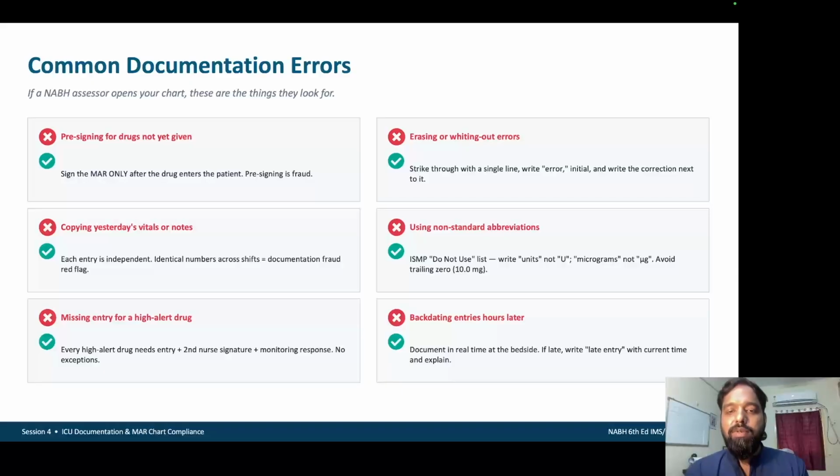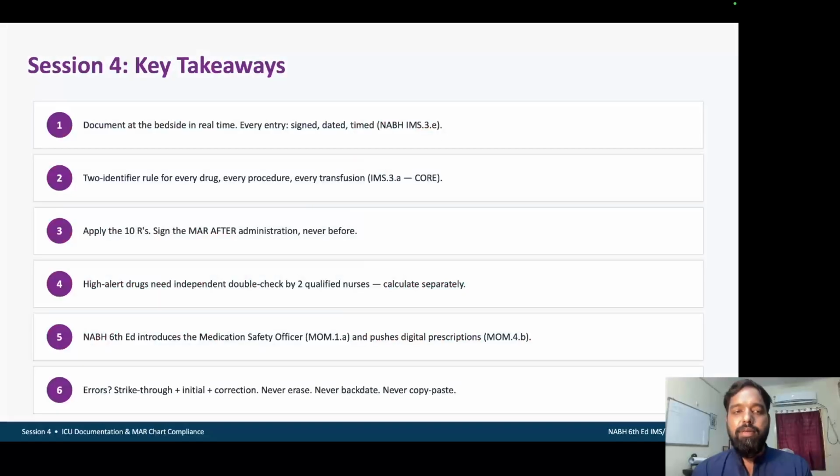Using non-standard abbreviations. Do not use list. Write units, not U. Micrograms, not mcg. Avoid trailing 0. Backdating entries hours later. Document in real time at the bedside. If late, write late entry with correct time and explain.